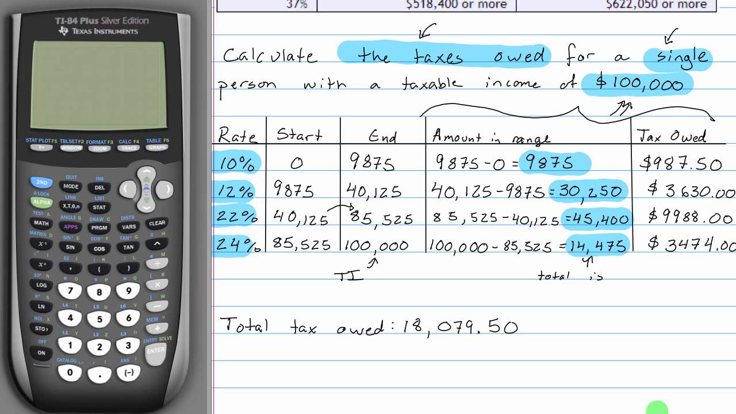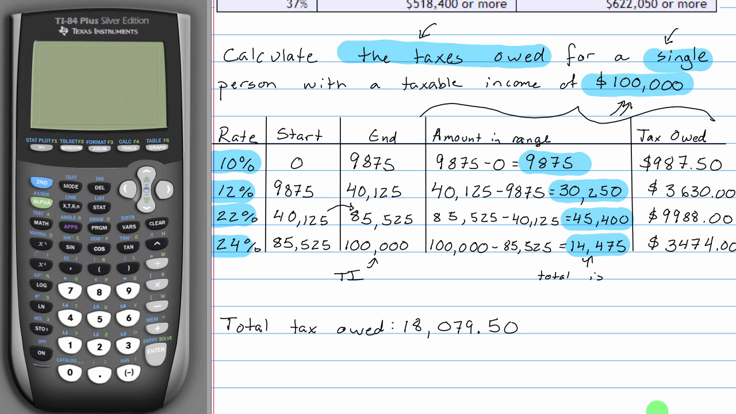So in the last video, we calculated the taxes owed pretty much by hand, just using the calculator for the actual arithmetic. And you might have been wondering, well, we did a whole lot of bookkeeping on this problem. Is there any way we can get the calculator to do the hard bookkeeping work for us? And the answer, of course, is yes.